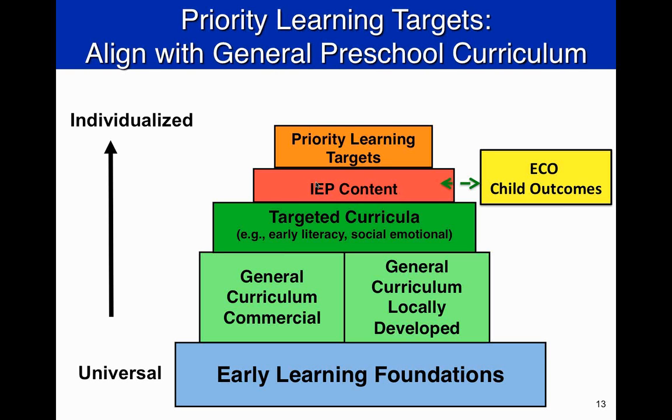It's important to note that IEP goals and objectives are individualized, as we all know, as required by law, but the content of the goals and objectives, and indeed the content of our priority learning targets, should align with the general preschool curriculum, because this ensures that children with disabilities have access to the general preschool curricula. And the content of the IEP should reflect what's most important for the child to know or be able to do to access, participate, and learn as a member of the early childhood learning community in his or her own classroom.